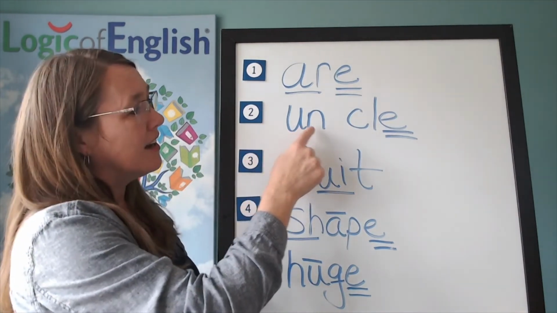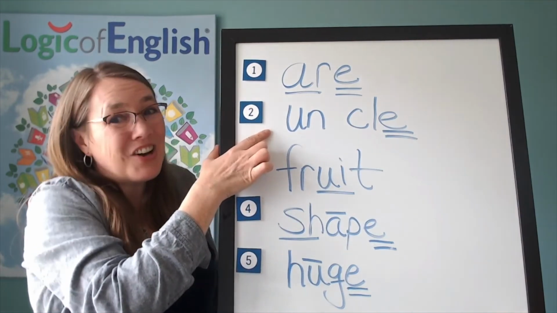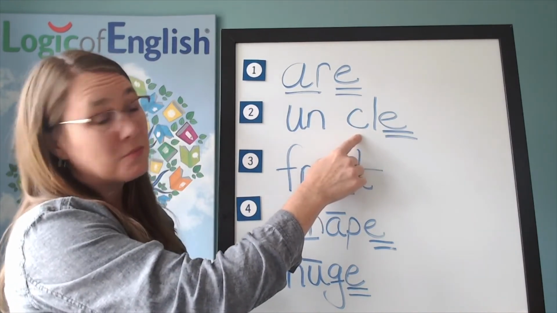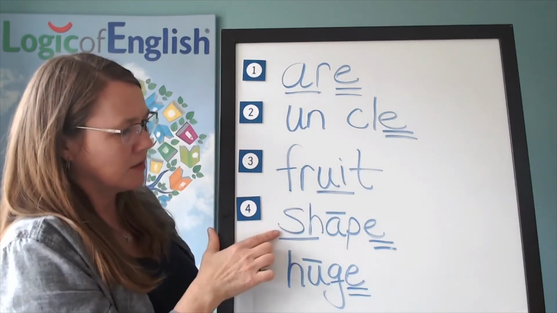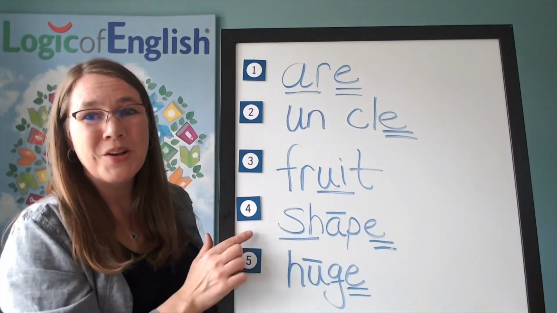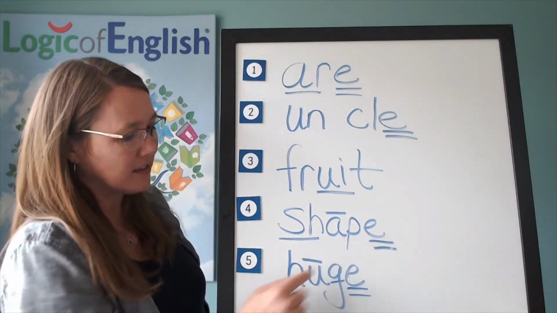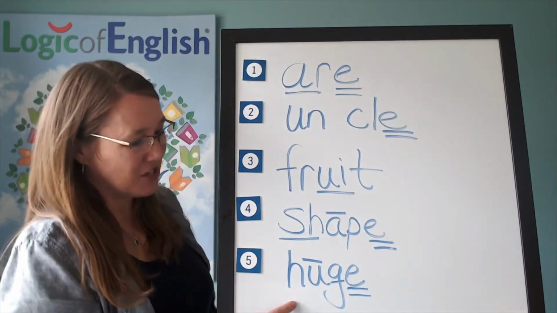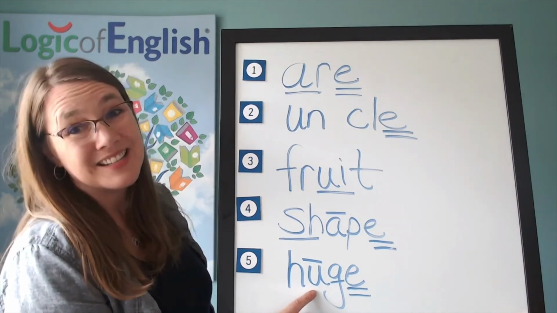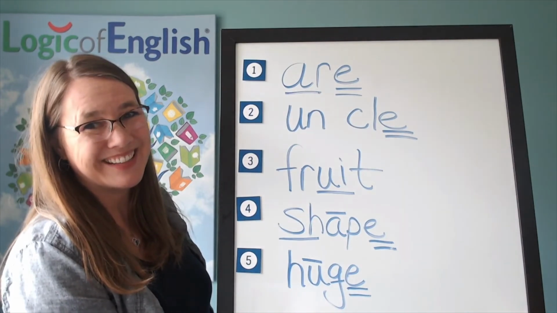Let's read this one. Uncle. Why do we have a silent final E in uncle? You're right, because every syllable must have a written vowel. Why do we have a silent final E in shape? You're right, the vowel says its long sound because of the E. Why do we have a silent final E in huge? Oh, it has 2 reasons. The vowel says its long sound because of the E, and G softens to J because of the E.